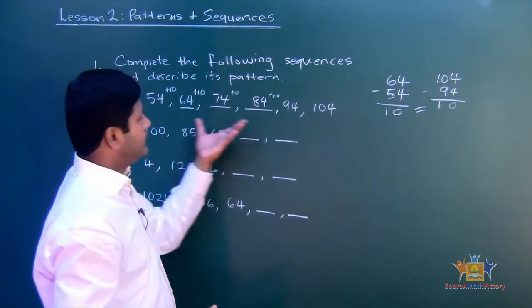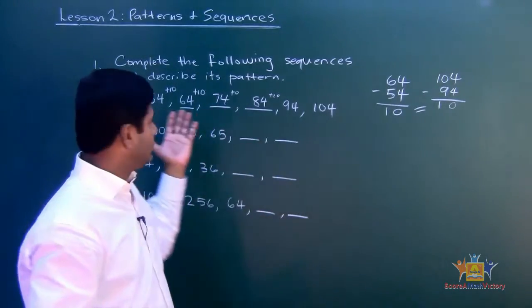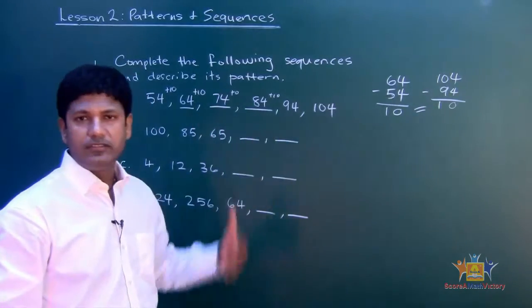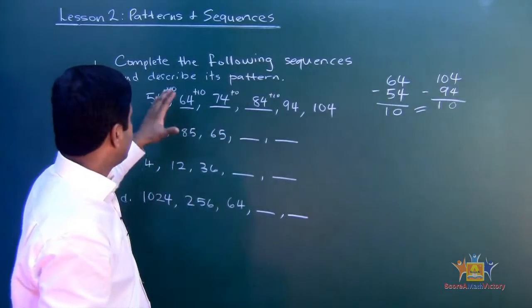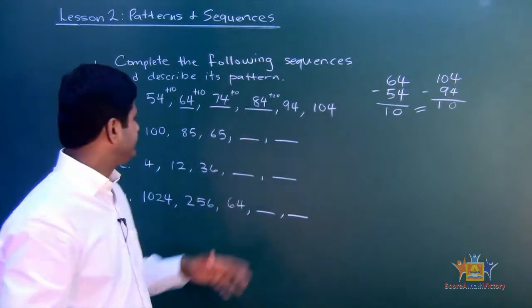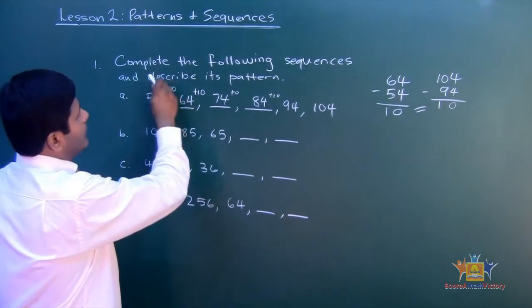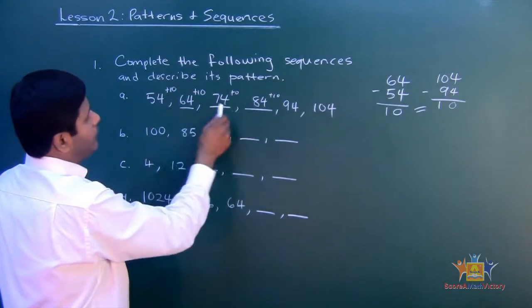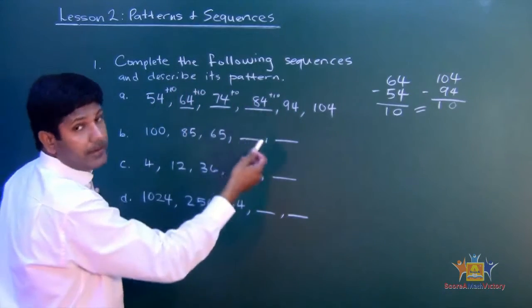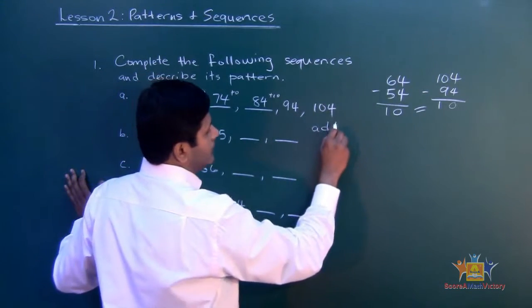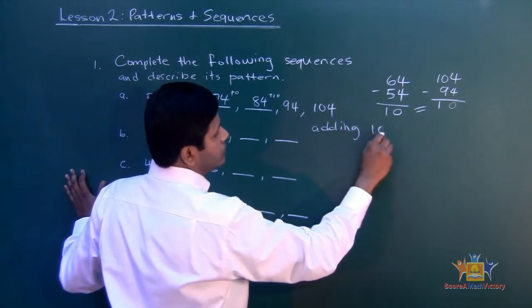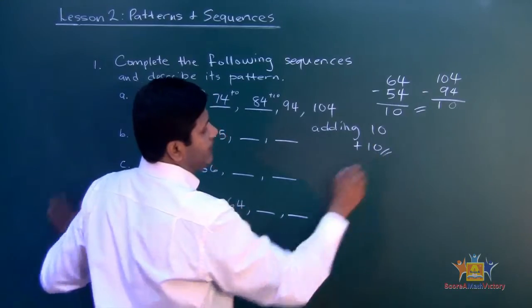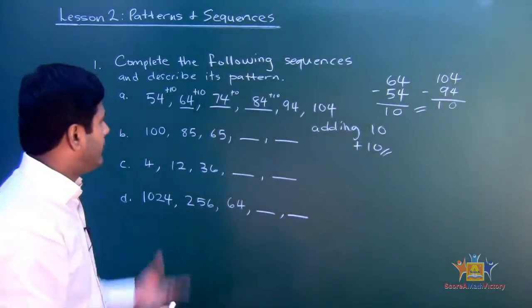See how the pattern is? So the sequence is a nice, smooth sequence, because the pattern is adding 10 to it. Okay, so there we go. Complete the following sequence, and describe its pattern. We're adding 10, or just put plus 10, and that's the pattern. All right, the pattern is we're plusing 10.